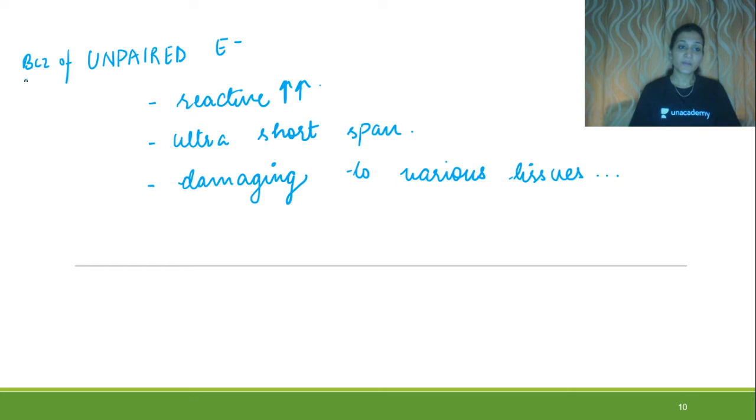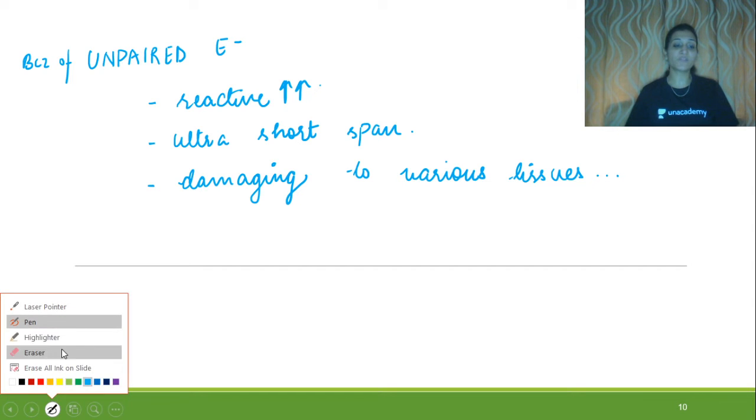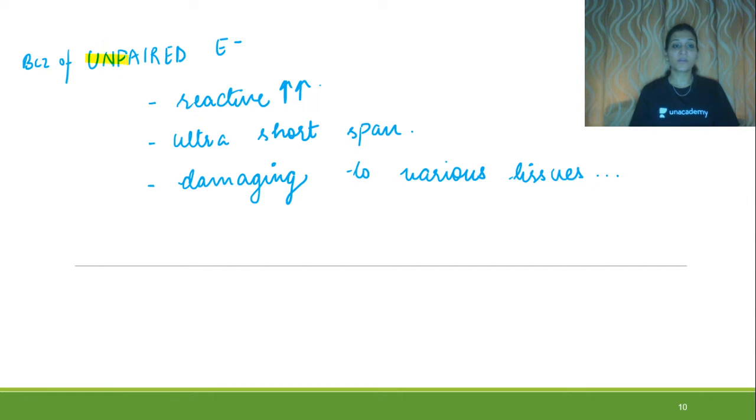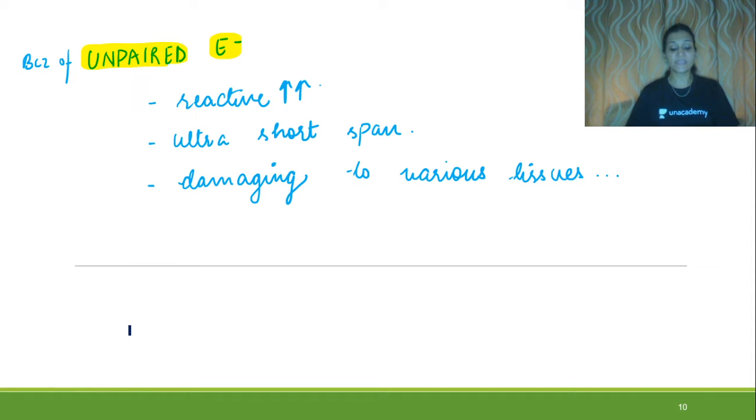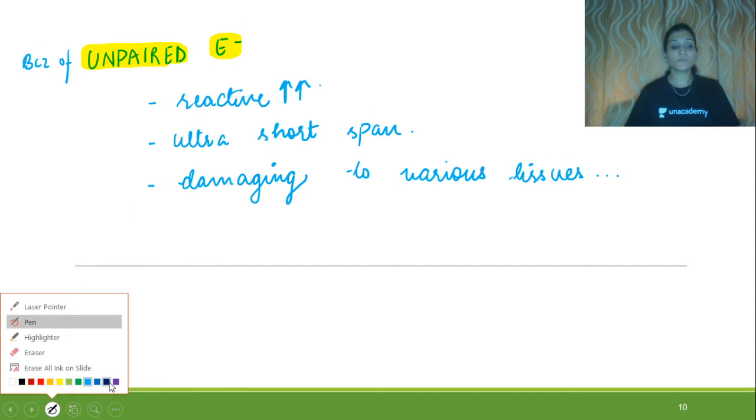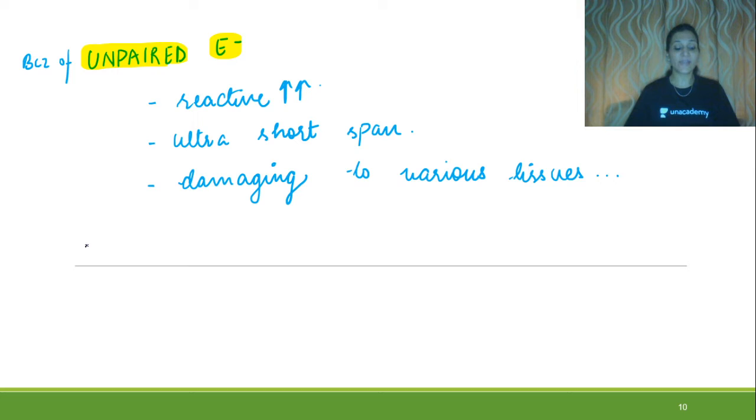Now we have understood the definition. Then we have understood that it is because of the unpaired electron, and this unpaired electron is highly reactive and it has a very ultra short span and it is damaging to various tissues. Let us move towards the next point, that is, what all things are included in these free radicals, which things will be called free radicals. So what do they include?